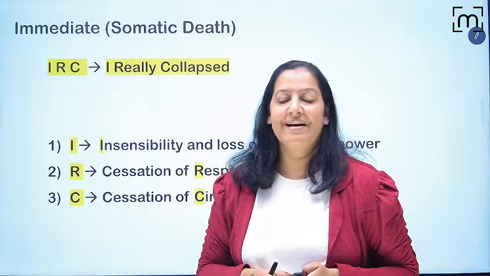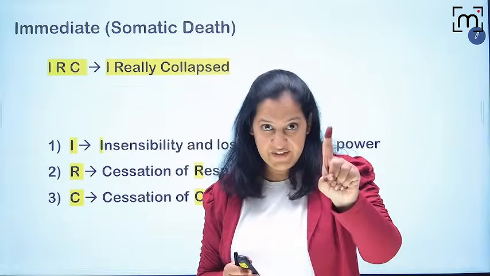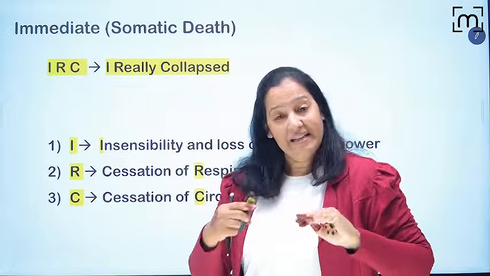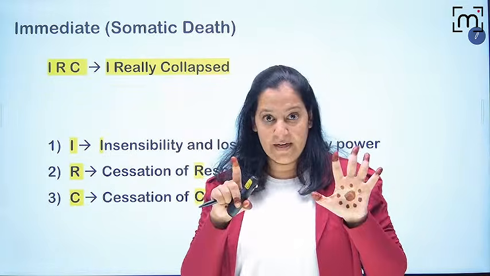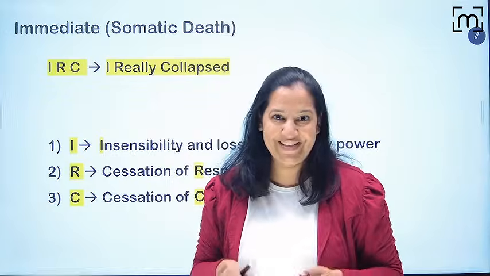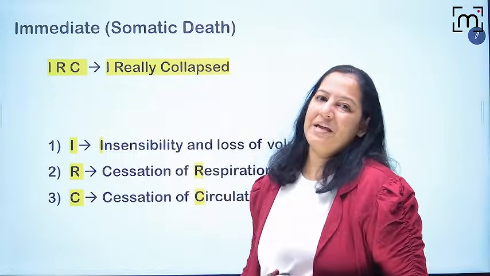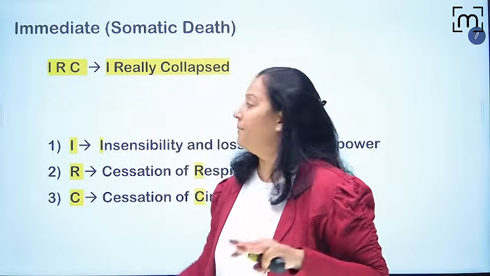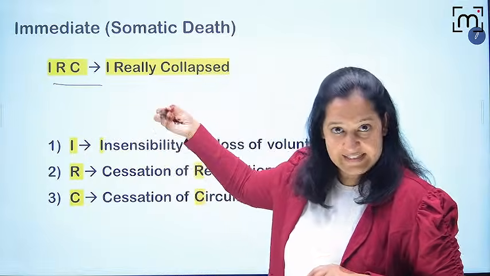Let's start the changes. First, I will teach you immediate changes, which are 3 in number, one by one. Then I will come on early changes, which are 6 in number. And finally, I will come on late changes, which are again 3 in number. Total 12 changes. Today's challenge. So let's start with the immediate changes, which are 3 in number. The mnemonic is IRC. We will revise it again and again.